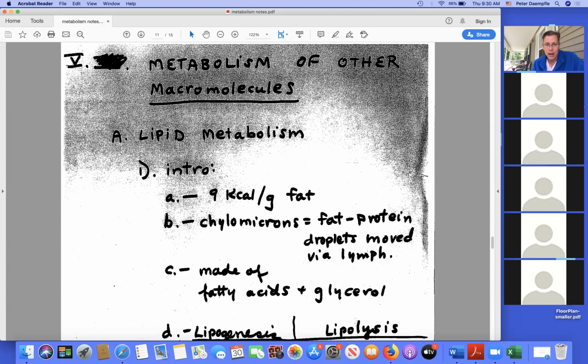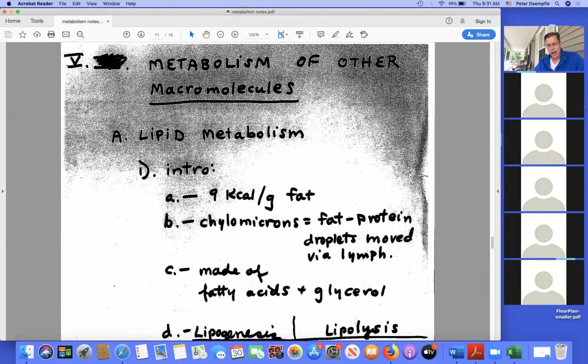How do we break down fat? Fat cannot just go into glycolysis. It can't do what we said. Neither can proteins. They have to be processed first. So too do the complex carbs that we just talked about, like the whole grain rice. You've got to process it a little.